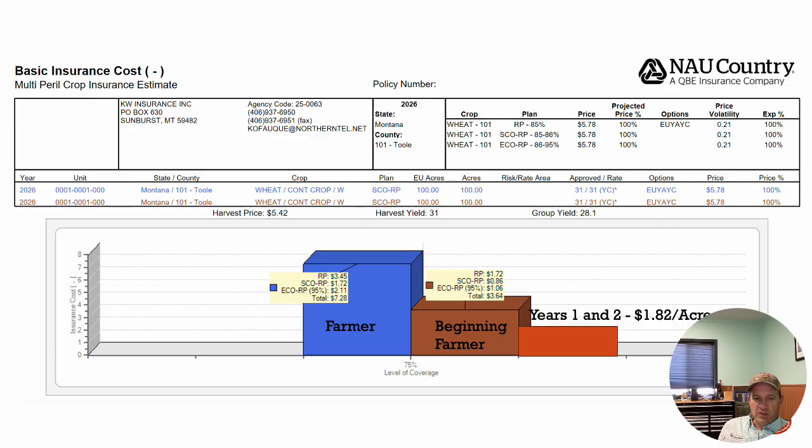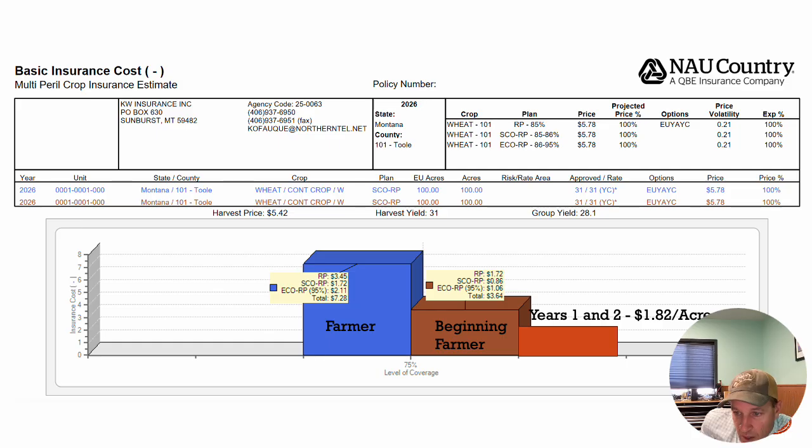Here's a quote from this year. So traditional farming, not beginning farmer, would pay $728 for this coverage here, recrop winter wheat. A beginning farmer that's into the 5 to 10 year range would pay $364, so half of what the traditional farmer would. Then if you're in your first 2 years of the beginning farmer thing, you're only paying $1.82 an acre, so substantial discounts for guys that are just getting going.